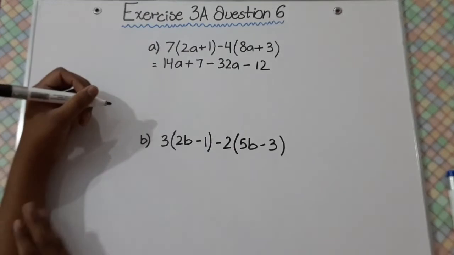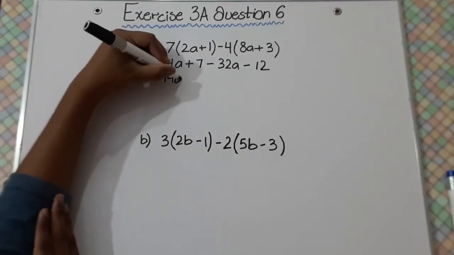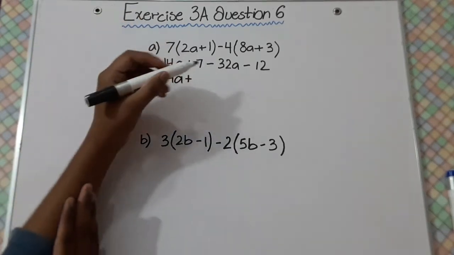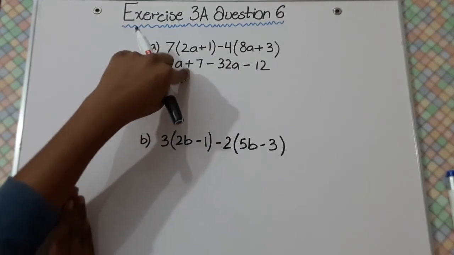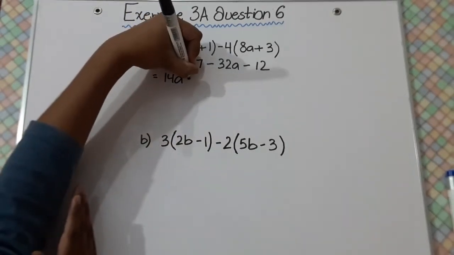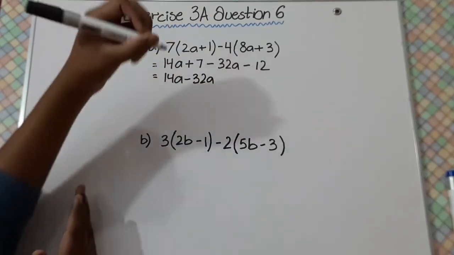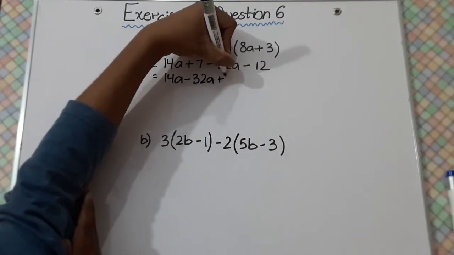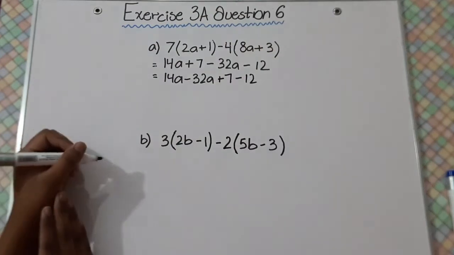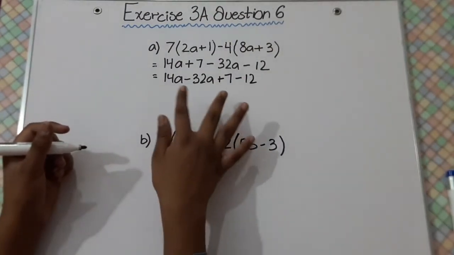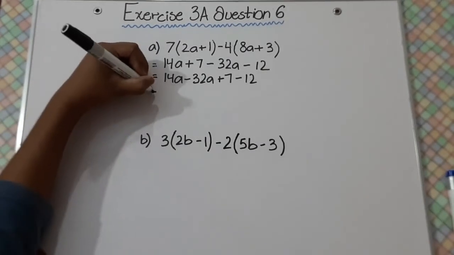Then now we are going to take out the common. So 14a minus 32a, then plus 7 and minus 12. Means 14a and 32a are common, and 7 and 12 are common. Now we are going to simply solve it.